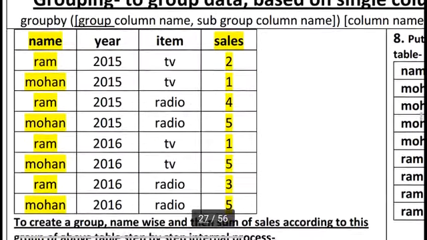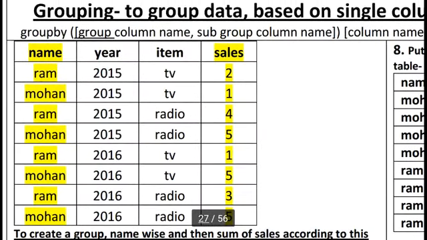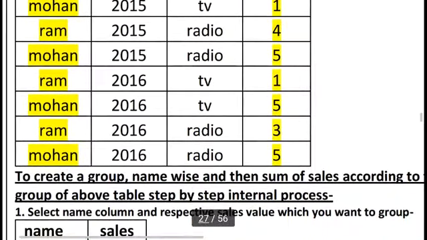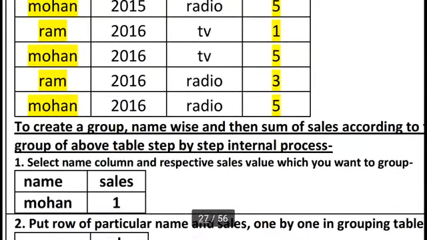So you can see the same example. We can understand it with a electronics company. In the electronics company there are only two salesmen, Ram and Mohan, and we only have the data of two years, 2015 and 16. The company has only two items, TV and radio, and different sales by the different salesmen, Ram and Mohan. But here our purpose is to group our data.